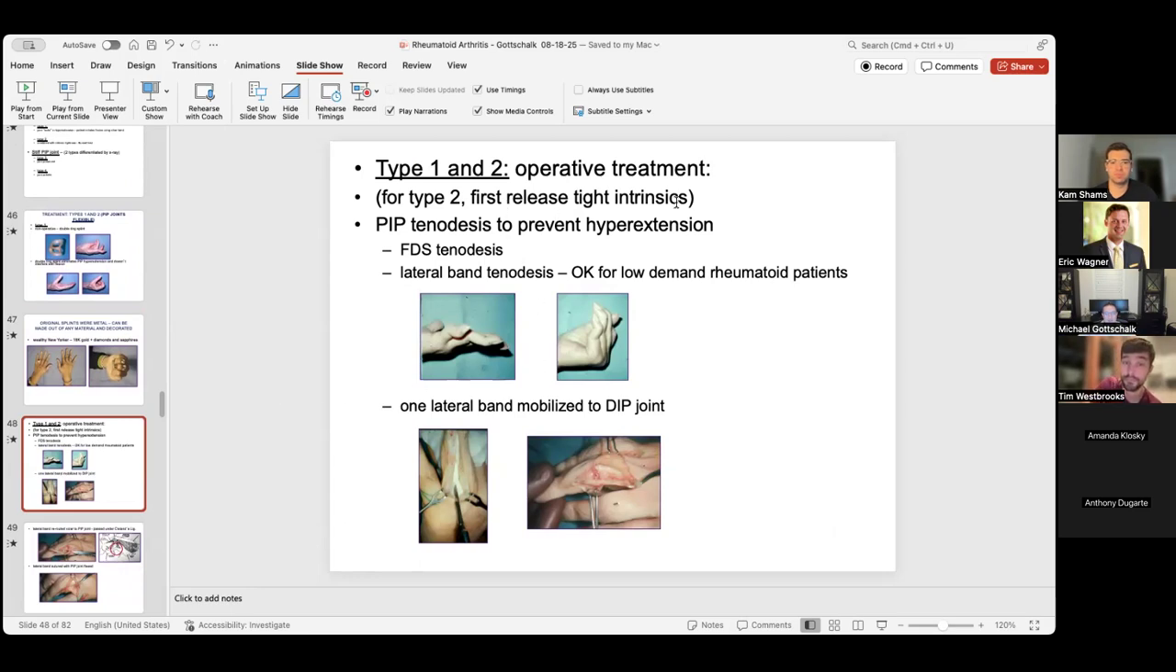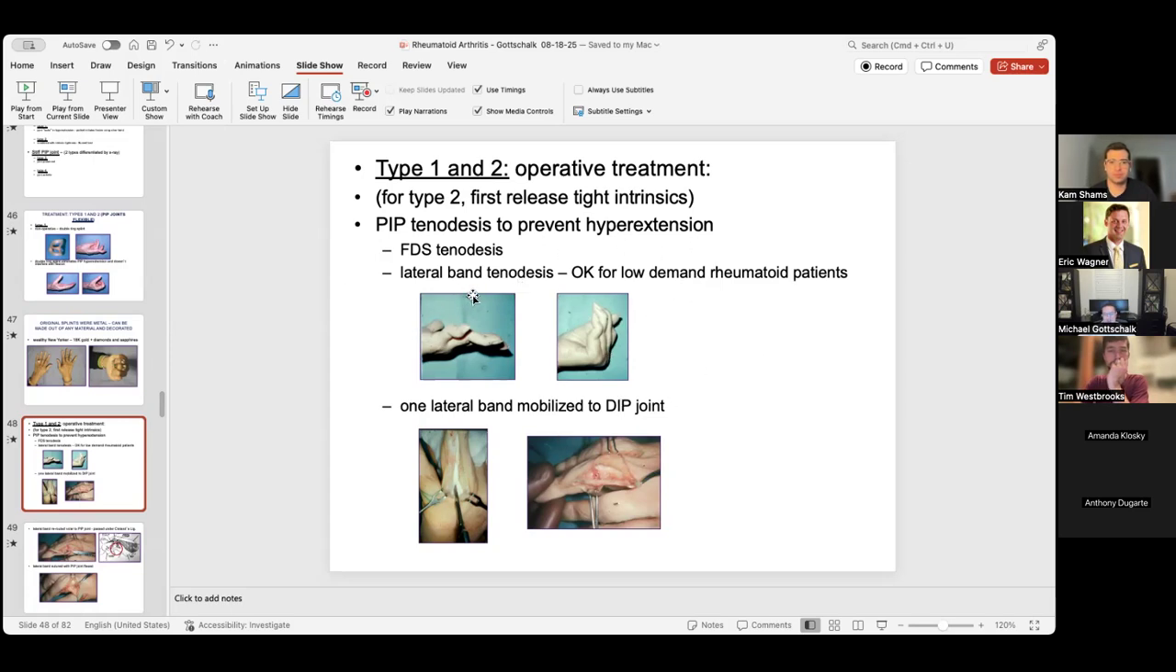For type 1 and 2 surgical management, yet again, where you have a flexible PIP, essentially, if you can release the tight intrinsics and/or prevent the hyperextension, then this works. So there's different ways to do this. You can do an FDS tenodesis. You can also do a lateral band tenodesis. The biggest issue for a lateral band tenodesis is that it's a pretty wimpy structure, so you've got to do it in someone that's low demand.